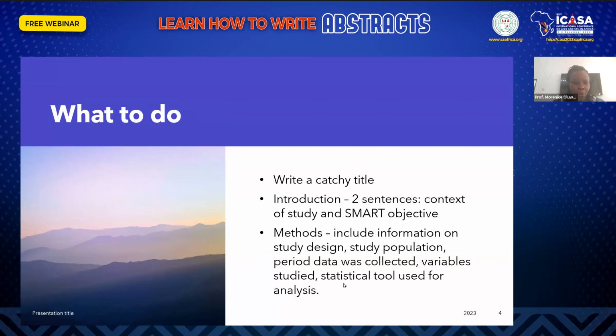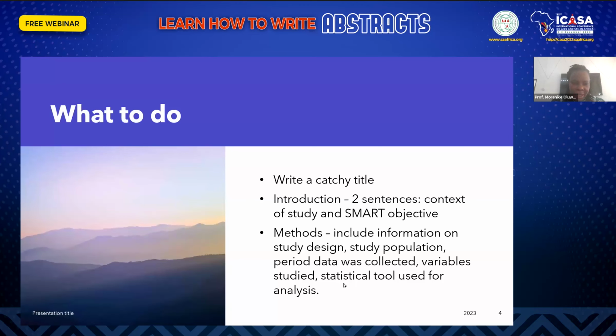The third thing you would look for is the period when this data was collected. Was this collected in 2023? Was it collected in 2020? Was it between 2020 and 2023? We would like to know the period.